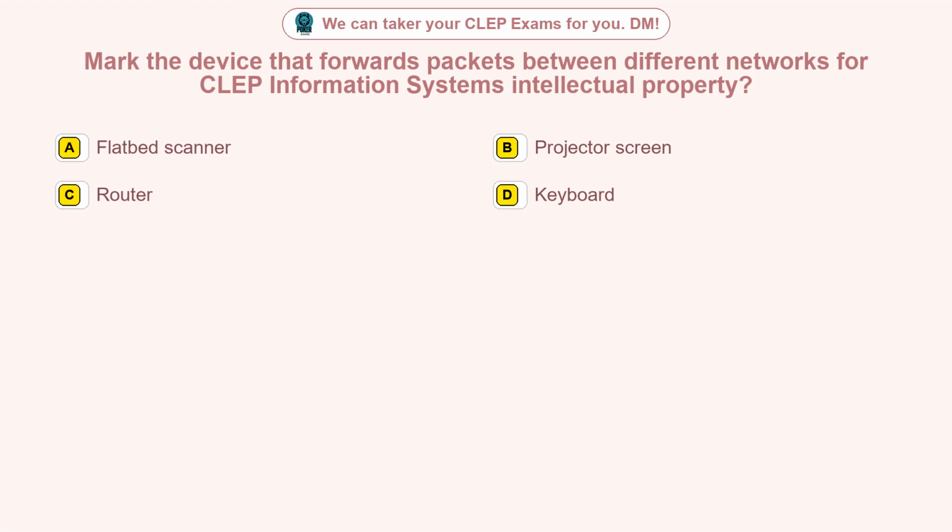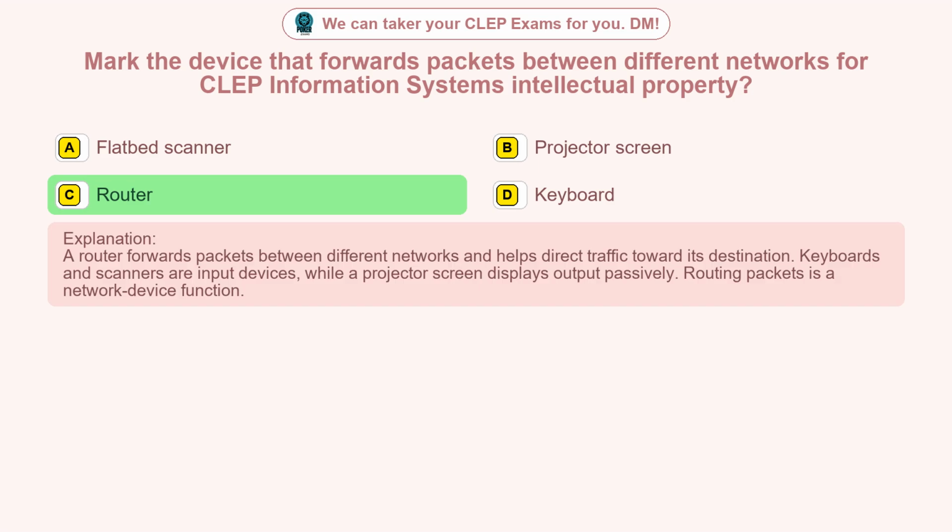Question 56. Mark the device that forwards packets between different networks for CLEP Information Systems intellectual property. Option A. Flatbed scanner. Option B. Projector screen. Option C. Router. Option D. Keyboard. The correct answer is option C. Router. A router forwards packets between different networks and helps direct traffic toward its destination. Keyboards and scanners are input devices, while a projector screen displays output passively. Routing packets is a network device function.